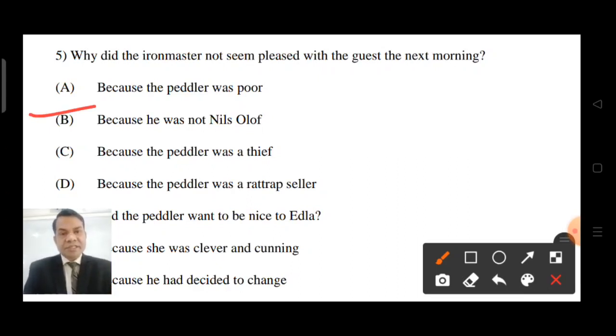As he mistook him as Nils Olov, but when he came to know the reality that he was not Nils Olov, that is why he did not seem pleased with him.